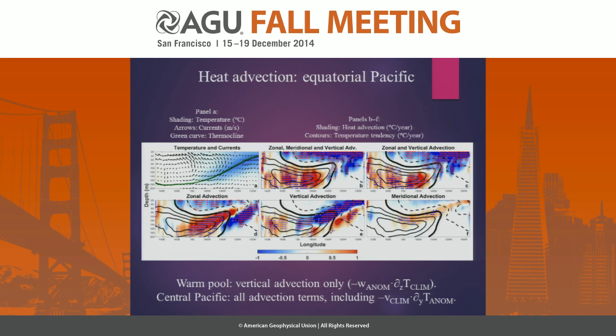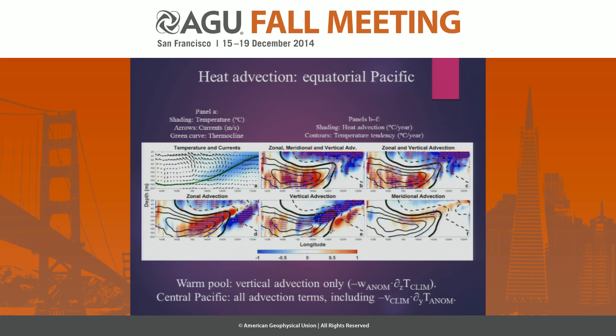We see in panel B that together the zonal, meridional, and vertical terms explain a large fraction of the tendency in the warming and also in the cooling. If we decompose this heat advection into the three different terms, we see that the vertical advection is the only one having a significant contribution in the core of the whirlpool. The zonal and the meridional components do not contribute in this area.